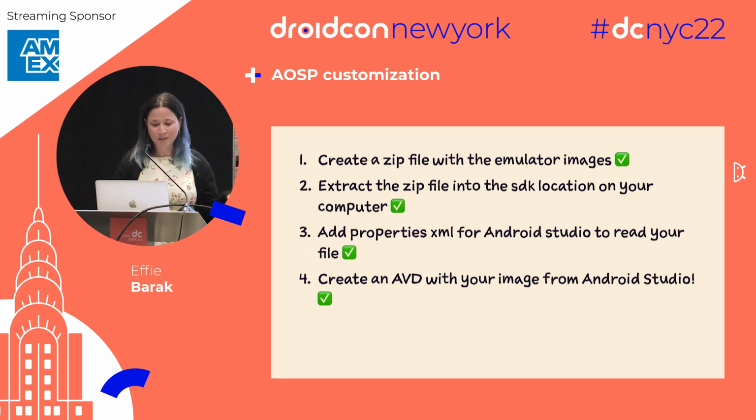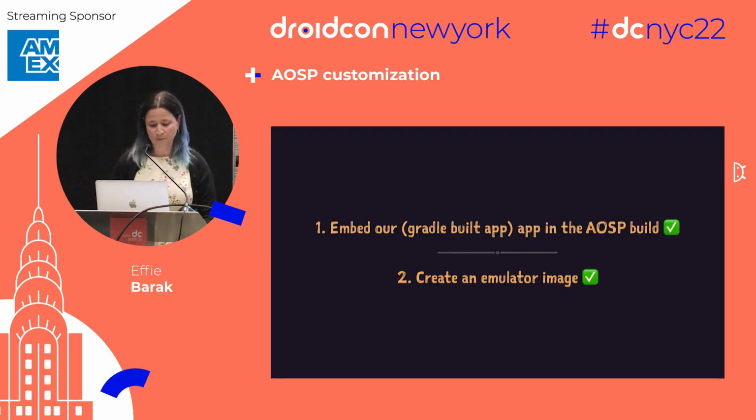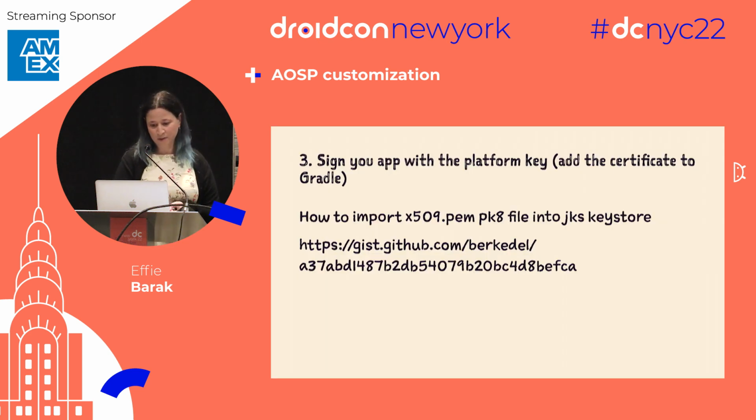All right, it's getting better and better. Now we can open Android Studio. We will see it on the list with the properties that we changed. And now we can create emulator instances from it. All right, making progress. We got the app embedded in the AOSP build, and we have an emulator image.